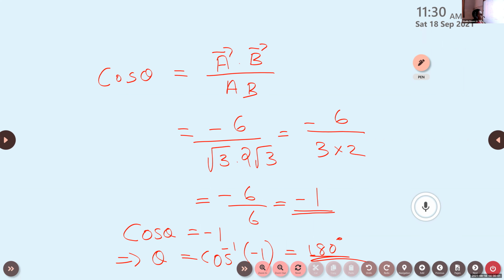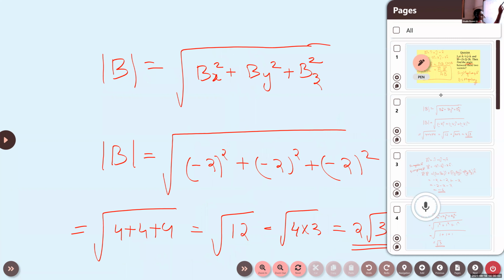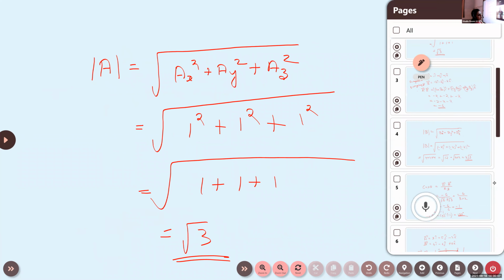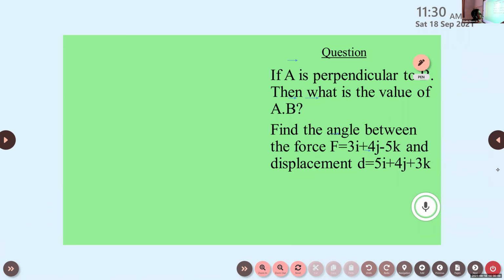All right. Now the next question. If vector A is perpendicular to vector B, then what is the value of vector A dot vector B?